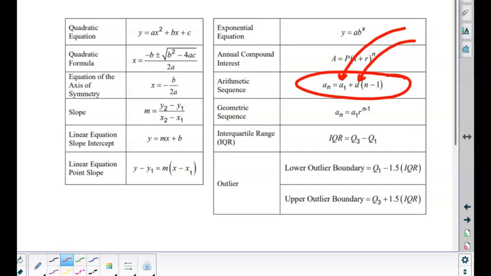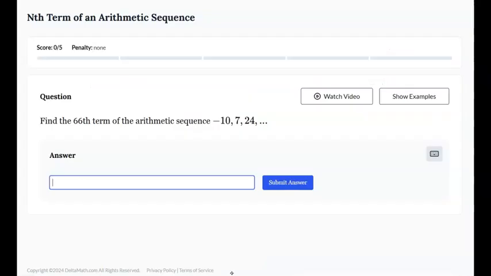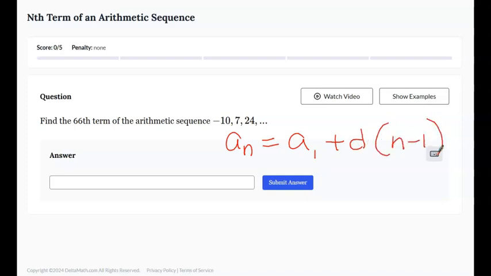So back to our question. We know that the formula is: the answer in any position is the answer in the first position plus the common difference times n minus 1. So the answer in the first position is negative 10. So we're going to put a negative 10 here.